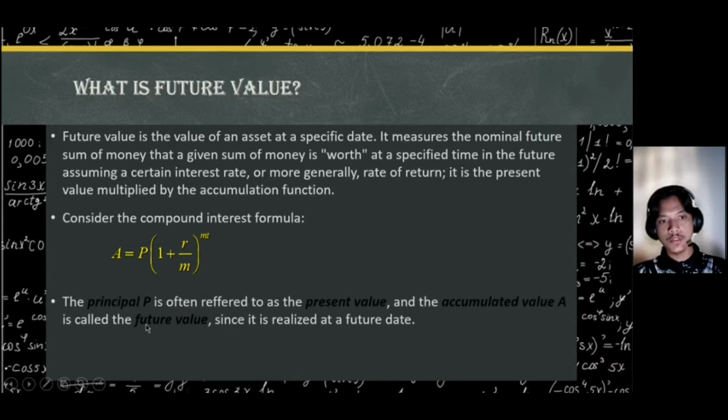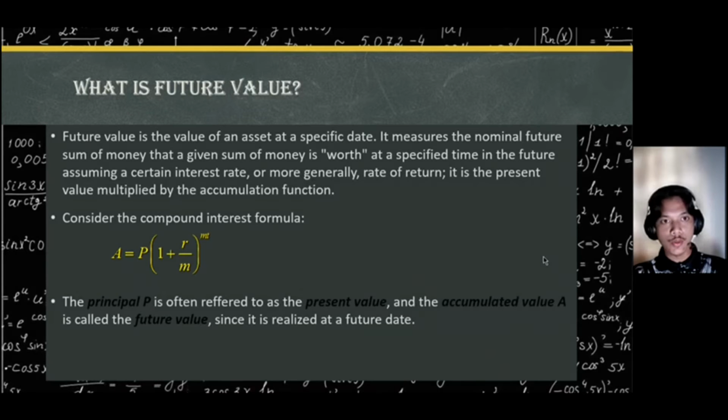So the principal P is often referred to as the present value, and the accumulated value A is called the future value, since it is realized at a future date. So if the question asks you to look for future value, it is the same as accumulated value. Accumulated value is equal to future value. So this is exactly the formula that we should use to calculate the future value. So let's go to the question.